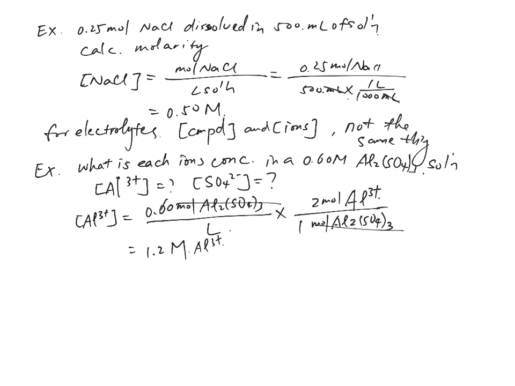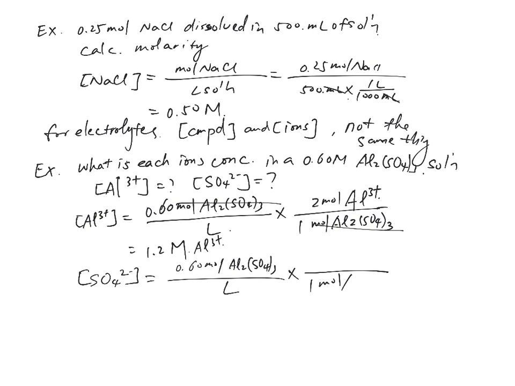Sulfate ion. Very easily, if you understand what we're doing here, then the concentration of the sulfate ion should be done the same way. 0.60 mole of aluminum sulfate times each 1 mole of aluminum sulfate contains 3 moles of sulfate ion. And of course the result is 1.8 molar of sulfate ion.